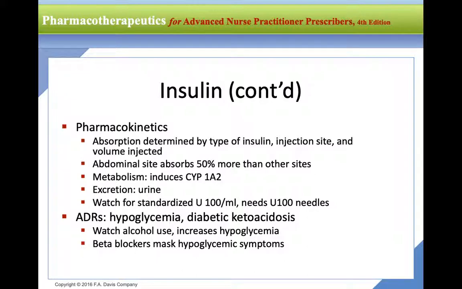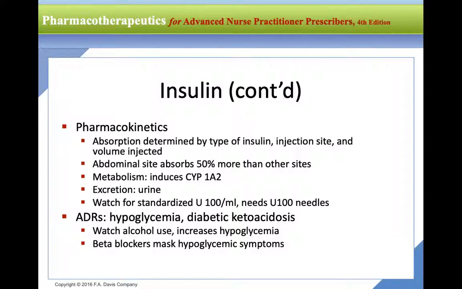So insulin pharmacokinetics: you give it in the abdomen because it's absorbed better there than other sites. It has to be injected, or now there's an inhaled version on the market. I haven't seen it used very much, but I've heard it can be used for patients who don't have respiratory issues. It cannot be taken orally because insulin is a protein, so every time we've tried to give it orally, it just gets degraded by the stomach. So it has to be given injected or inhaled.